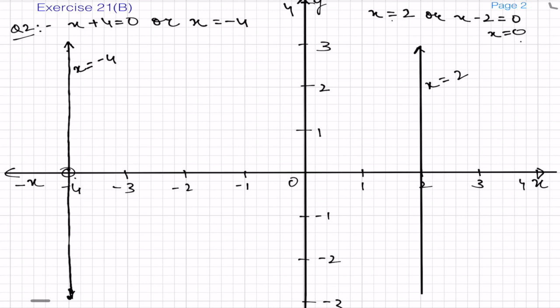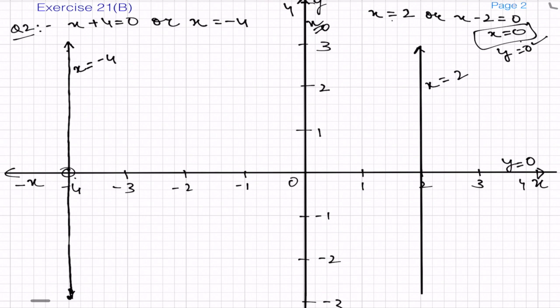If they say draw the graph of x is equal to 0, then as I told you earlier, x is equal to 0 means the y-axis, this one. So on the y-axis you will write x is equal to 0. If they say draw the graph of y is equal to 0, that means this is the x-axis, because on the x-axis the value of y is always 0. So y is equal to 0 is the equation of the x-axis and x is equal to 0 is the equation of the y-axis.